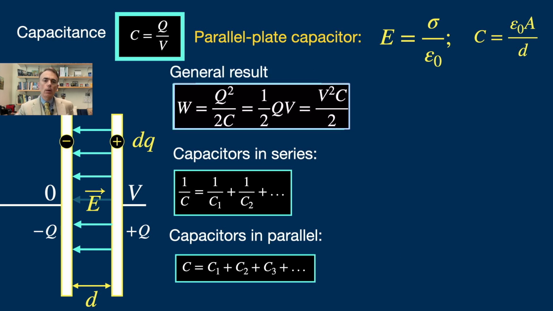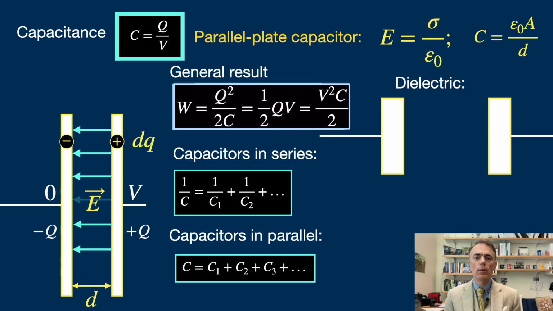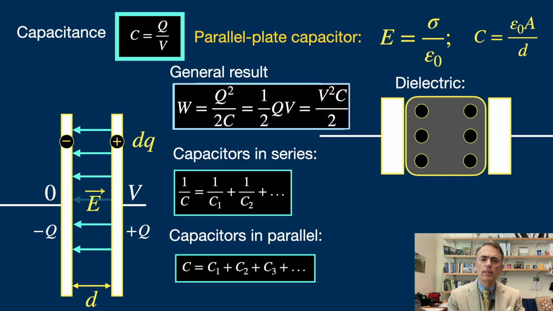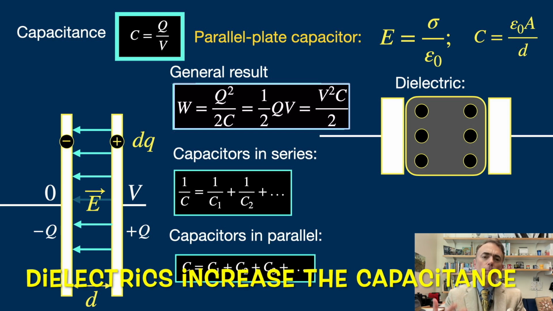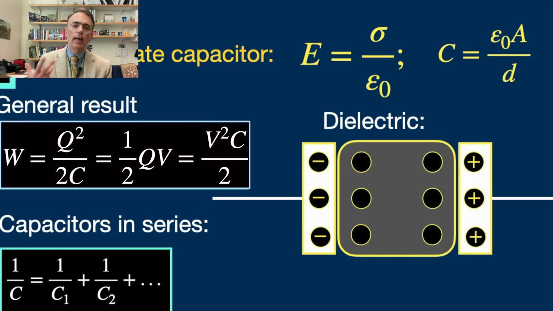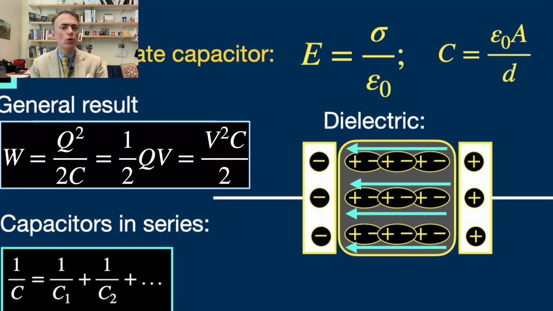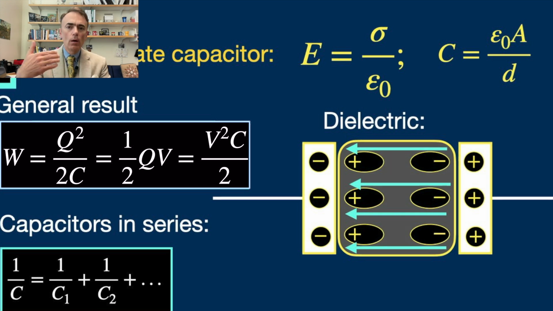Now let's talk about dielectrics, which are non-conducting materials like plastics, oil, water. These materials, when placed between the plates of a capacitor, affect the total capacitance. They increase the capacitor's capacitance by reducing the electric field inside of the capacitor. When a dielectric is inserted, the molecules align in such a way that they partially cancel the electric field from the charges on the plates.